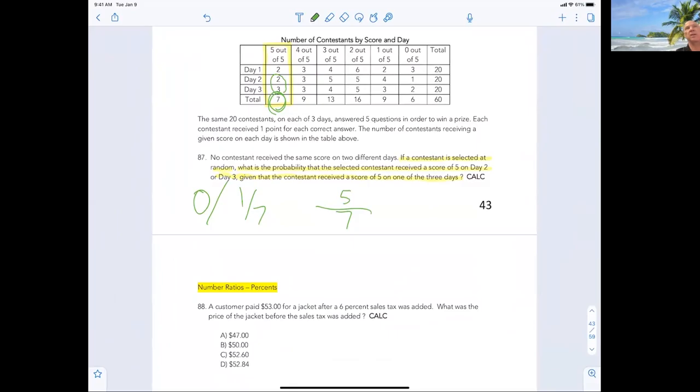Like I said, that's really hard. All right, that was really tricky. I've only had a couple kids who knew that right off the bat. Five out of seven.